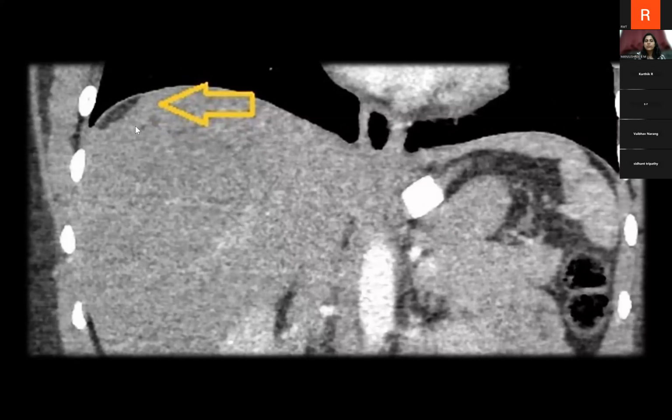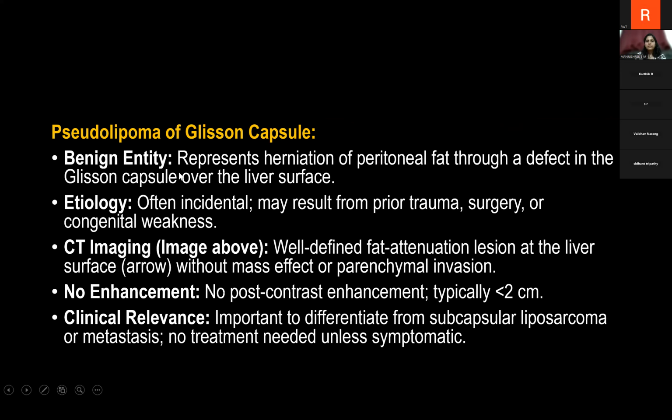Why do you say this as pseudolipoma? This is showing hypodense area here. It represents herniation of peritoneal fat through a defect and it's often incidental. On CT, there'll be fat attenuation lesion at the surface. It won't show any enhancement. It's very important to differentiate this from subcapsular liposarcoma or metastasis, in which case it will be enhancing and heterogeneous. If it's only Glisson's capsule pseudolipoma, no treatment needed unless it's symptomatic.